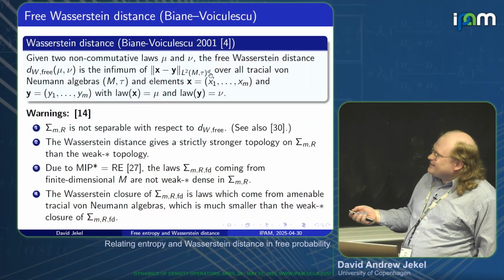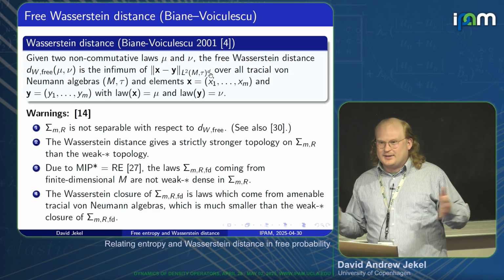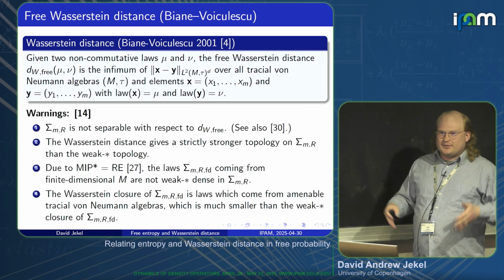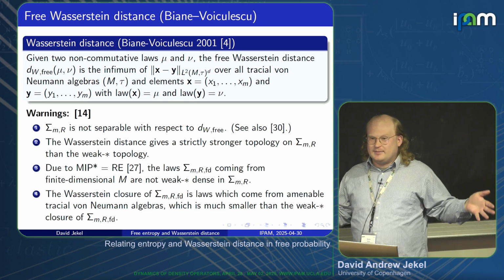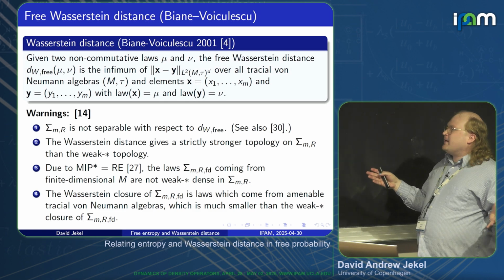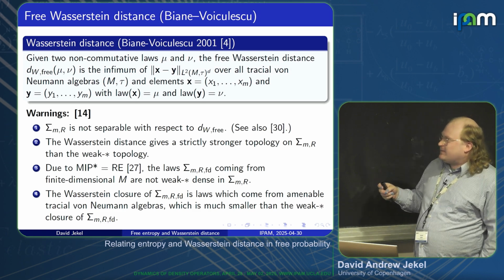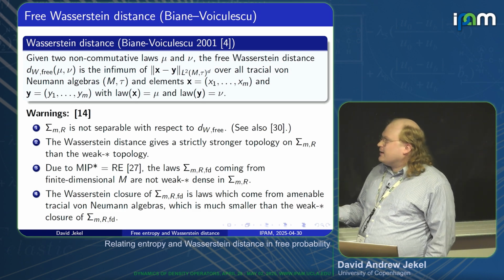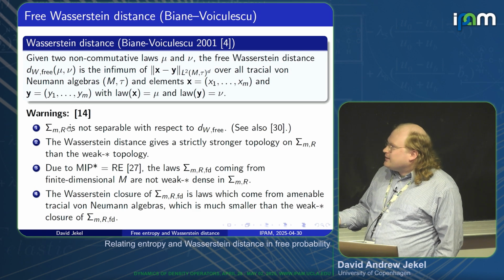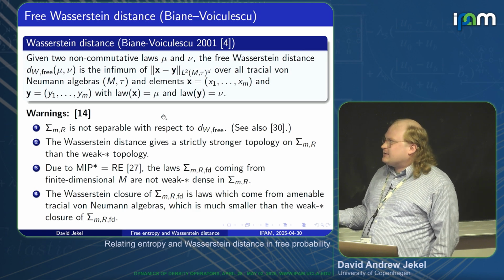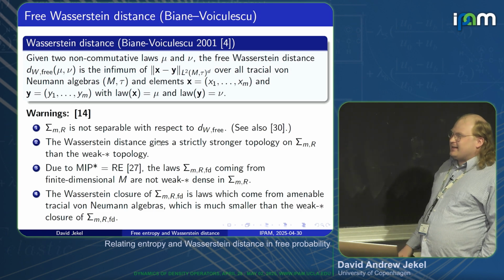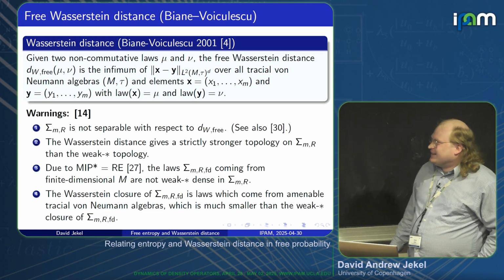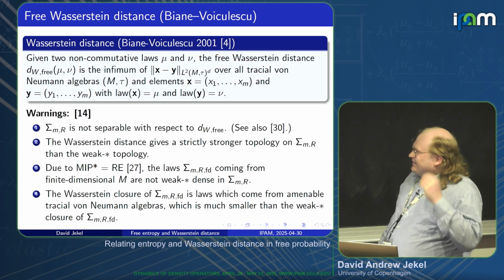There are some things that behave the way you would expect. For example, if the x and y actually generate commutative von Neumann algebras, the distance is the same as you get in the classical case. But there are a lot of weird things that happen as well. Firstly, it's not separable. This space of non-commutative laws is not separable with respect to the L2 Wasserstein distance. And so that might be kind of bad.